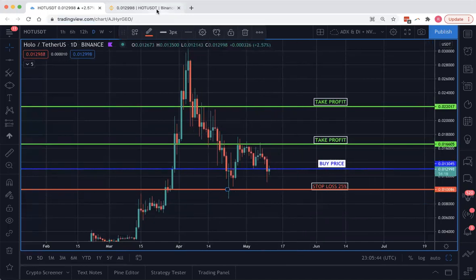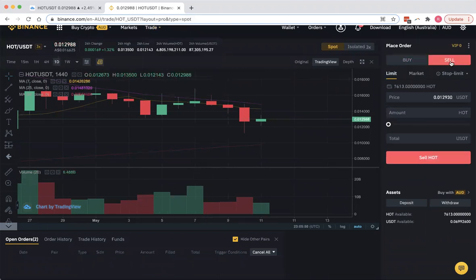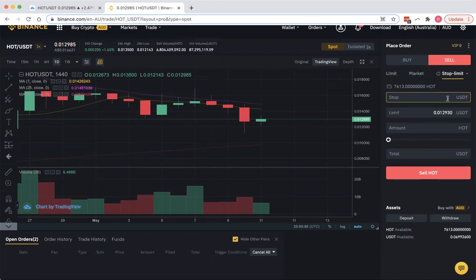Our stop signal is at around about 0.01. So we jump back into Binance, and this time we need to choose sell. What we're actually doing is creating a stop limit order. The stop limit gives you 2 trigger points. We said we want to sell at 0.01, and then our limit is the next price. So it's going to ask us to stop between 0.01 and 0.009, and this is where we will sell our entire allocation of HOT.